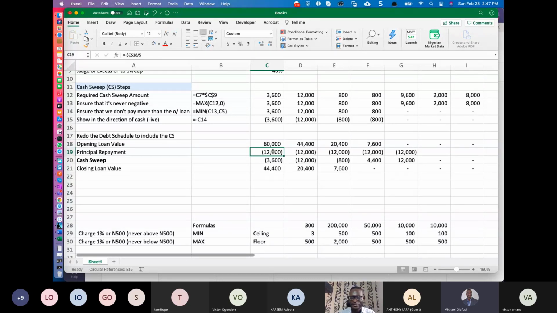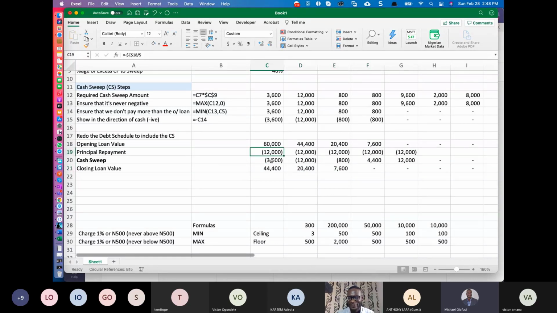Or first of all, am I going to do a ceiling or a floor? I don't want to pay. For this principle, we need to make it intelligent to not pay more than what is outstanding, to not pay more than what is the closing value of the last period. Let's use that word. Okay. What do you think we're going to do? Anybody wants to volunteer?